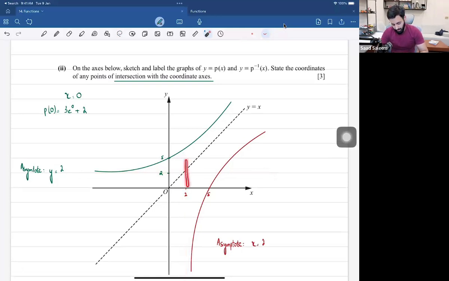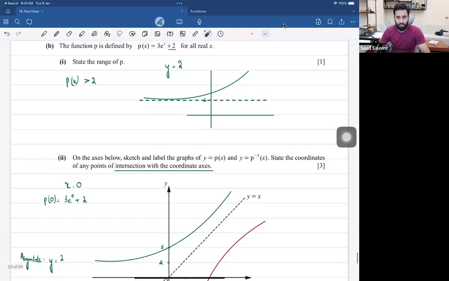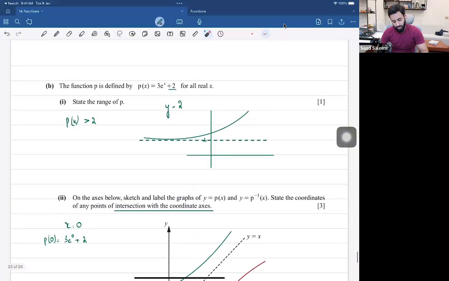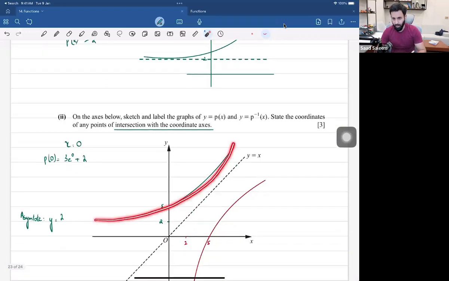So we know that here, the values that can go in the inverse function have to be greater than 2. Here, we know that the range of this function has to be greater than 2. How do we determine this? If it is an exponential graph, it's going to have a horizontal asymptote. Why? Because we know from prior knowledge that exponential graphs are asymptotic towards the x-axis.